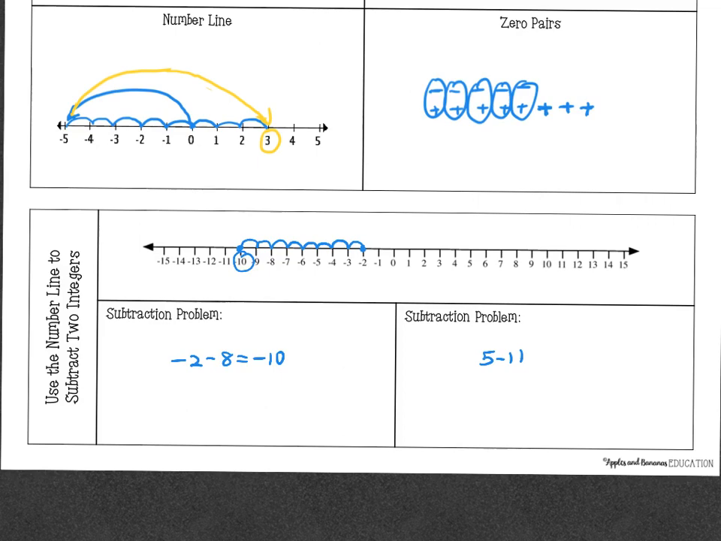Another example, 5 minus 11. So 5 is here. I will use the green. If I minus 11, that means I'm jumping 11 to the left, all the way to negative 6. That's the answer. Again, put your pencil tip on the first number. If it's a plus, go to the right. If it's a positive number, go to the right. If it's a negative number, go to the left.